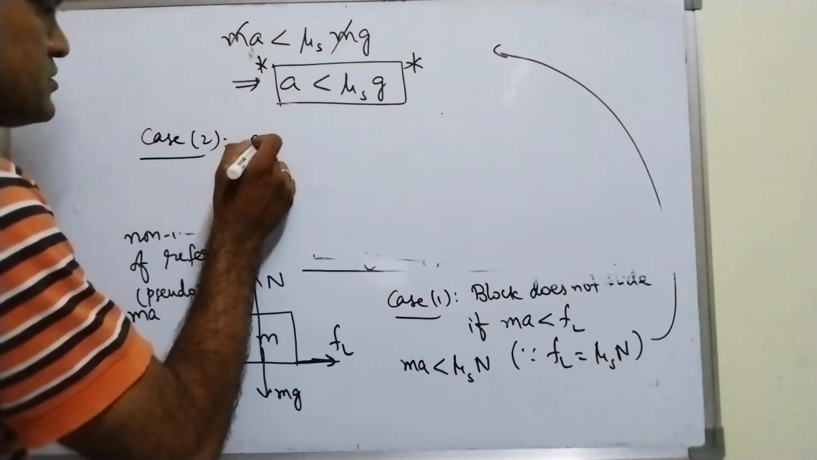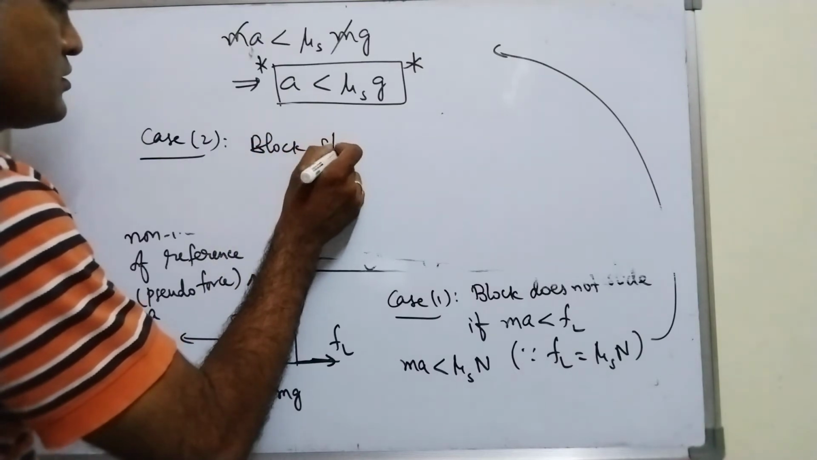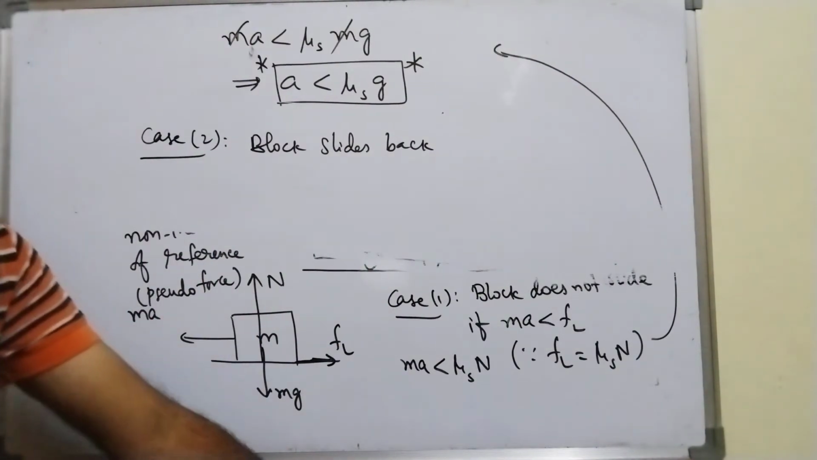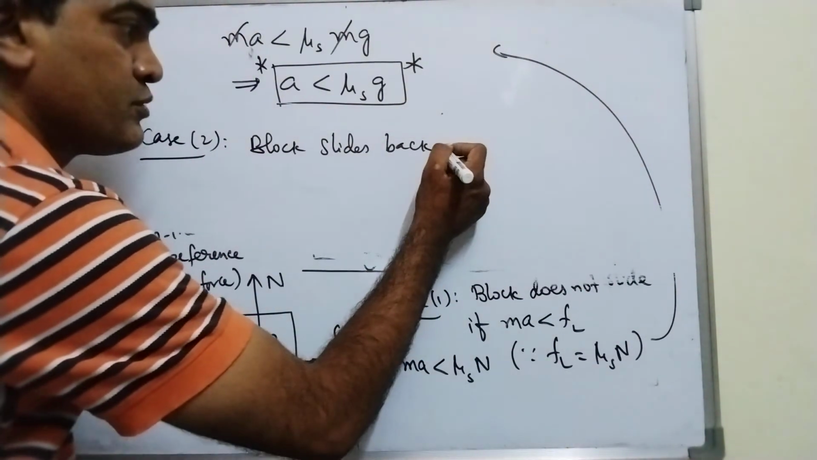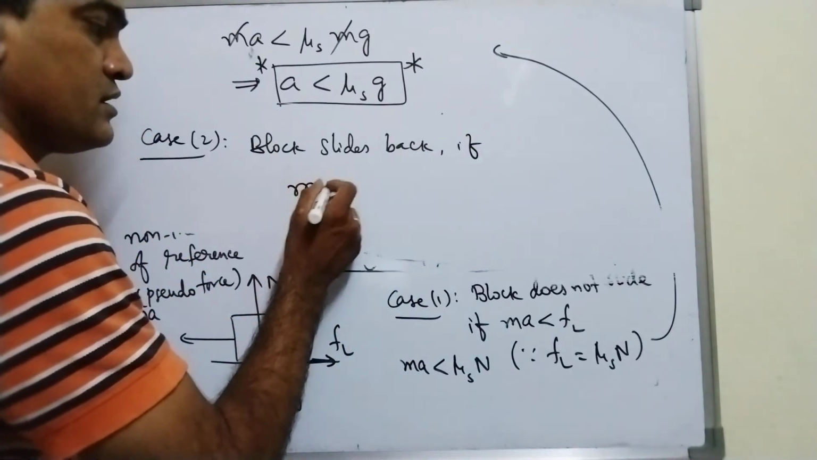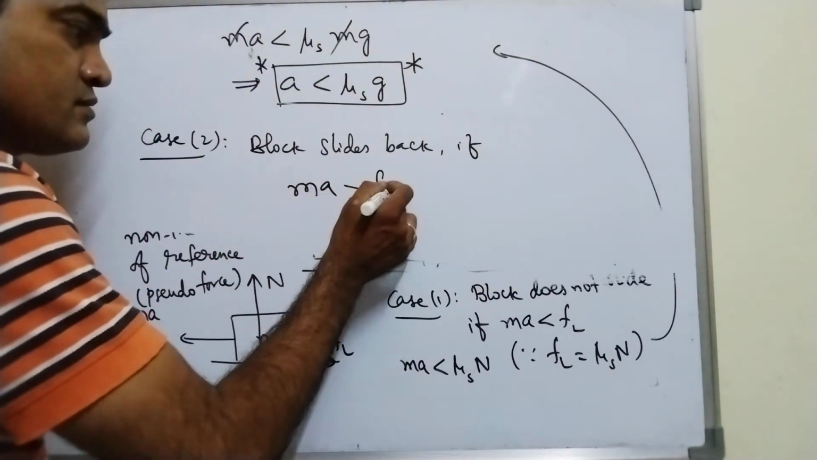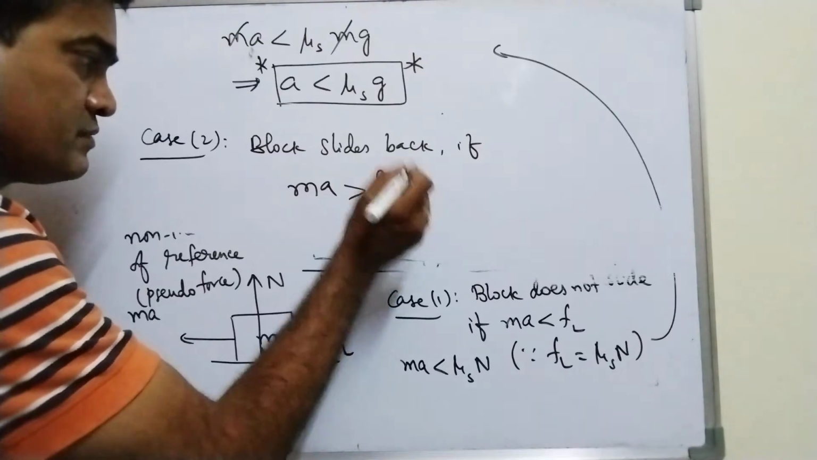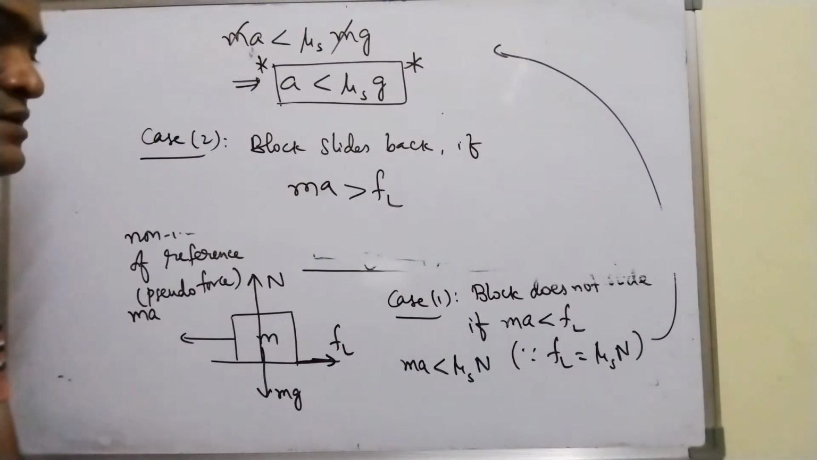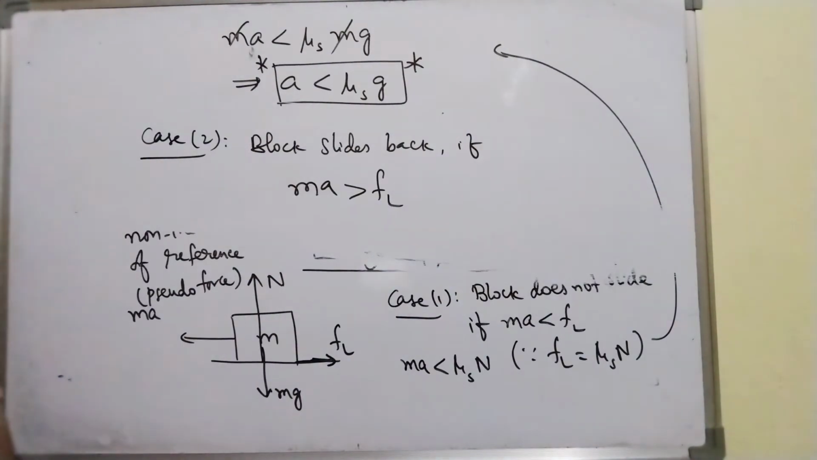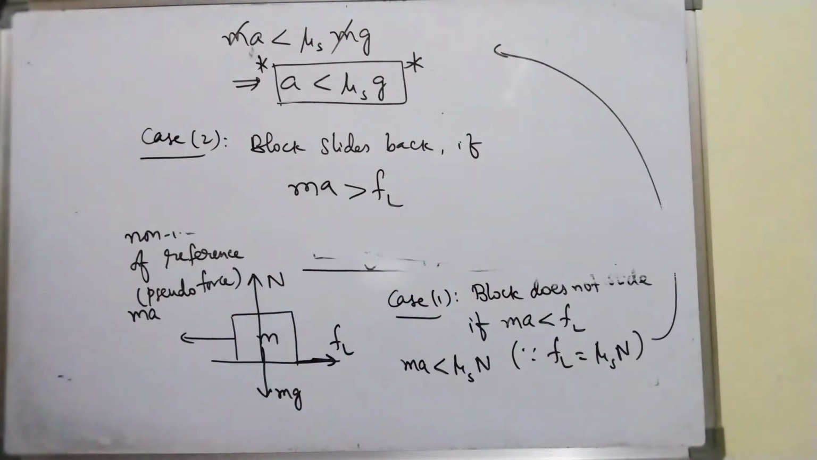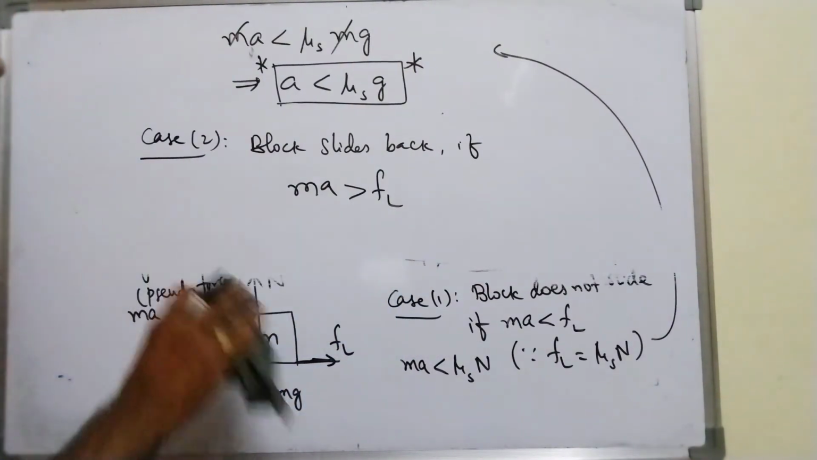Case 2: the block slides back. Back in the sense that it is moving towards the left side. If the block slides back, what is the condition? ma must be greater than the limiting frictional force. Since it is sliding, I can take this as kinetic friction instead of limiting friction, because the block is sliding. Anyways, ma is greater than FL.